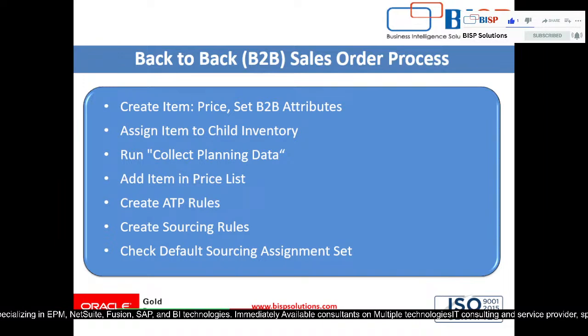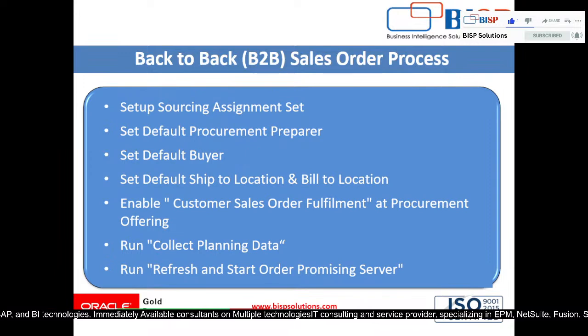In the previous session, we have already seen how to create the ATP rules, create the sourcing rules, and check the default sourcing agreement assignment set, right? And what is the setup of the sourcing assignment set? What are the default procurement preparer? Whenever we define the procurement setups, at that time we create the procurement agent. At that time we select the procurement preparer, right? And we have the default buyer, right? We have already done all these things in our previous sessions. No need to perform all the things.